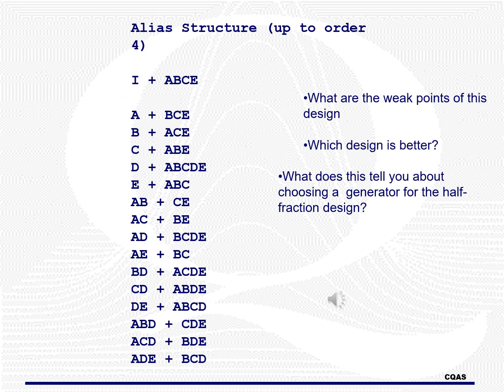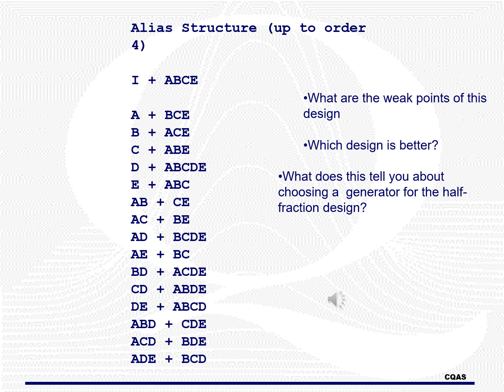You should find that the weak point of this design is that two-way interactions are confounded with each other. Why is this a problem? It seems that the first design is better. This is because we have all main effects and two-way interactions free and clear of each other. This tells us that for a half fraction design, it is best to confound the remaining term with the largest interaction. How do we decide on these generators to minimize the influence of the weak parts of the design?